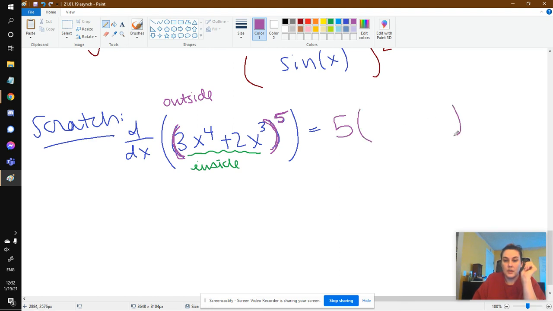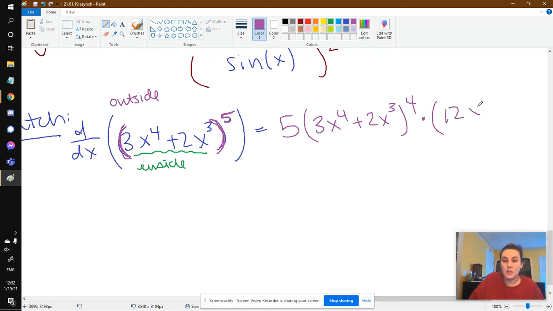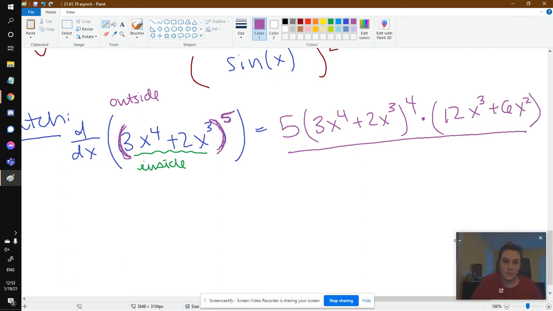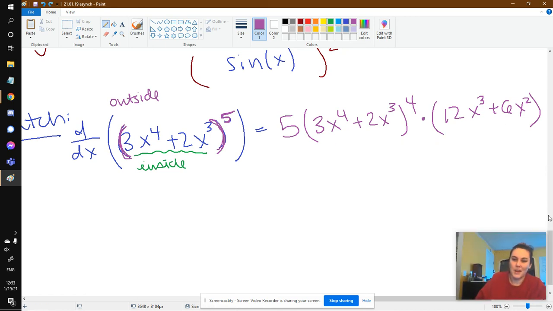I take the derivative of the outside. Anything to the power of 5, the derivative is 5 times that thing to the power of 4, where that thing is copying down the inside, 3x to the fourth plus 2x cubed. And now I'm going to multiply it times the derivative of the inside. I am not going to simplify this. I could, but I'm not going to.